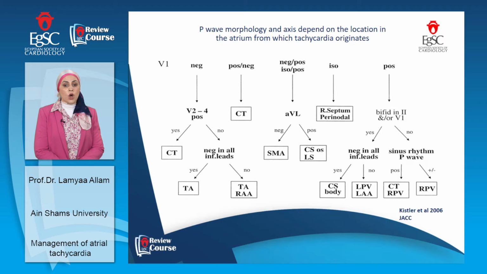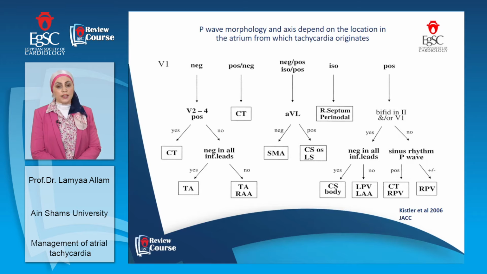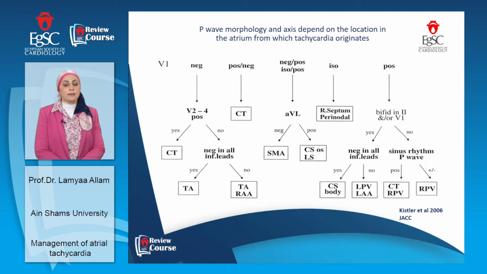But if it is not bifid, I should compare the sinus rhythm P wave with the P wave during the tachycardia. If I see the P wave in the inferior leads positive, it is most probably from the crista terminalis or right pulmonary vein. If it is negative, it is most probably from the right pulmonary veins. While if the P wave in lead V1 is negative, as I said, it is most probably from the right side or the right atrium.